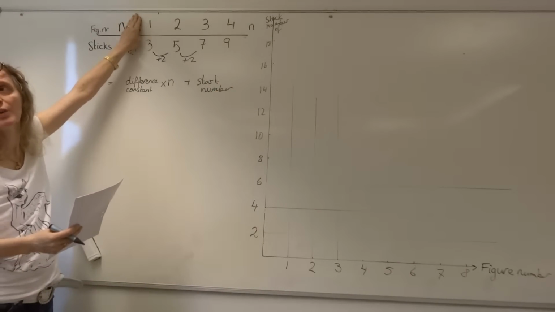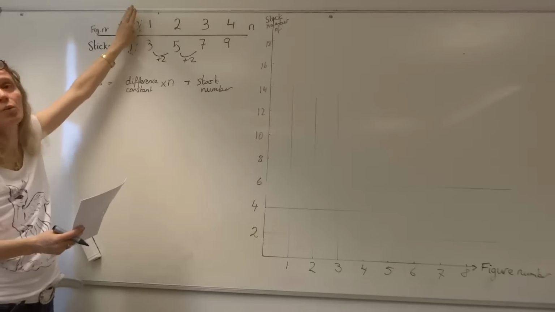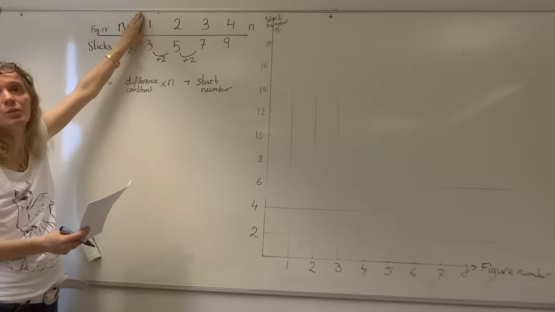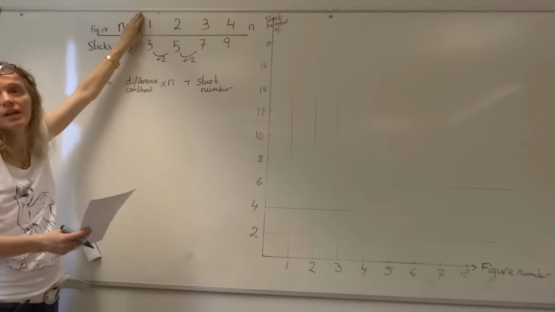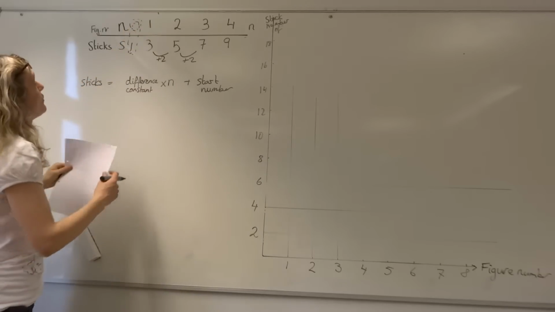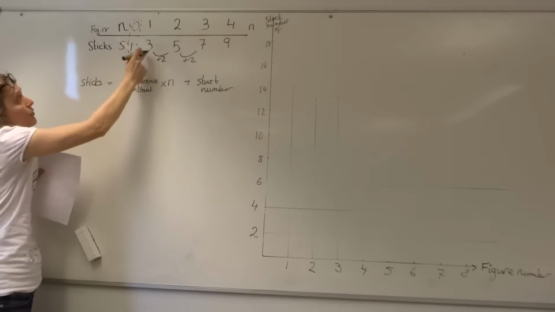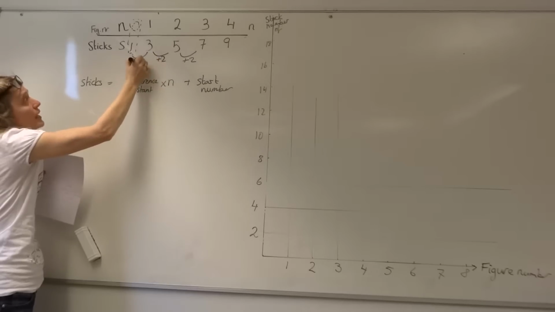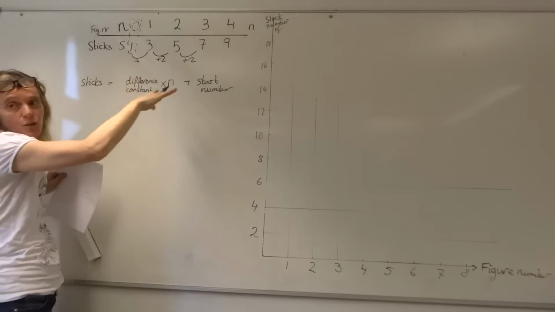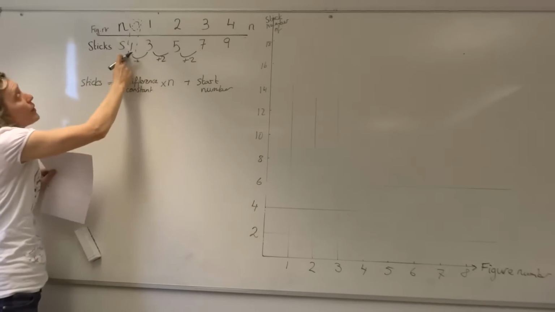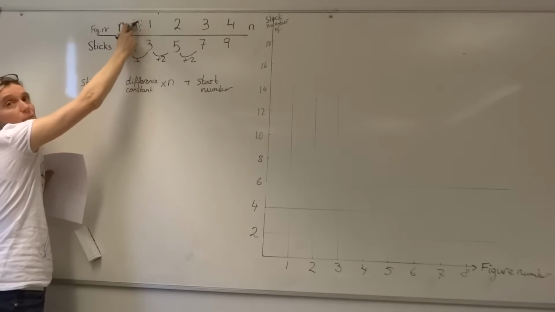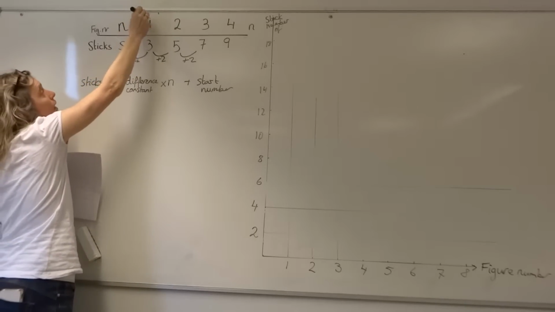The start number is, we have to go back, and instead of starting at figure 1, we have to think, how many sticks did we have at this fictive number, figure 0? So we go back to figure 0. If we were going to go back one figure from 3, what would we do here? We'd actually have to take away 2, because we've been adding 2 each time. So we would get that there is 1 stick in figure number 0, because we go back minus 1 here.